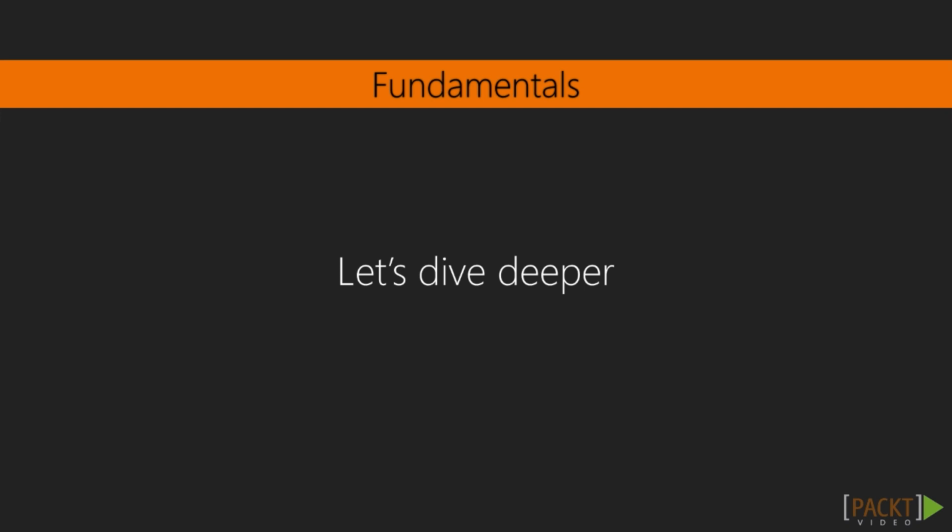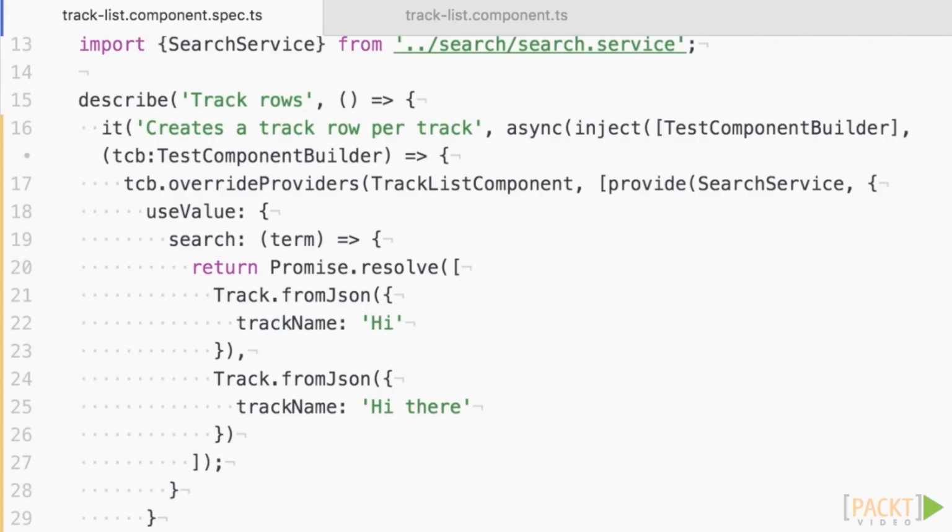Testing components is a little bit more complex, and so I'm just going to paste the code for the track list component. Remember the track list, we just load the list when we search, and then we create one track row per result. That of course is an asynchronous process, and here I've used async bracket inject instead of inject async. It's the same. And to test a component, we actually need to dependency inject the test component builder.